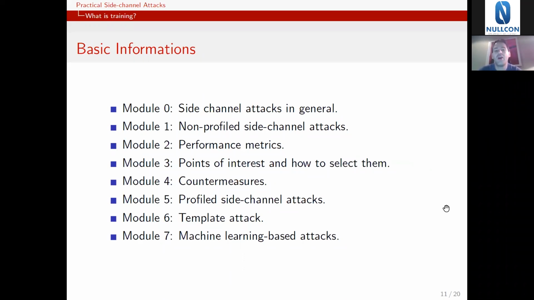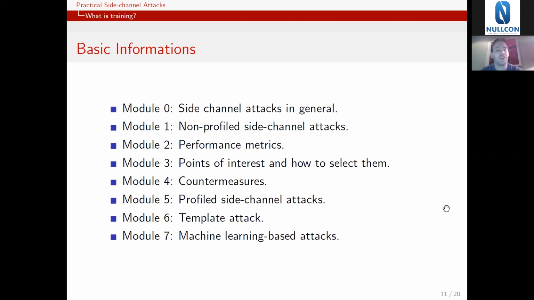Next, we'll talk about profile side channel attacks. We will start there with template attack. I will talk about pooled template attack, and then we will go for machine learning. With these techniques, you will see that you can do a much more powerful attack, but some prerequisites need to be fulfilled.